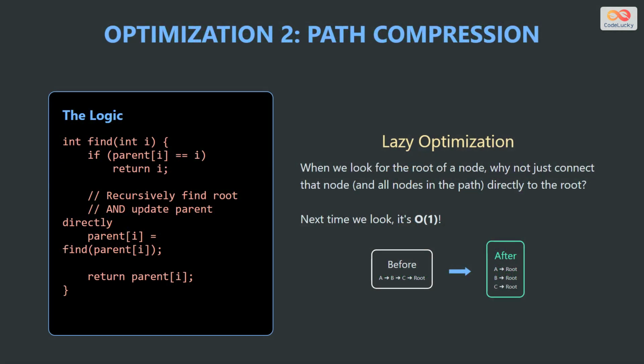The second optimization is even more powerful: path compression. When we perform a find operation to locate the root of a node, we traverse up the tree. Why waste that effort? As we return from the recursion, we can repoint every node we visited directly to the root. This flattens the tree significantly. The next time we search for any of those nodes, the root is just one step away.